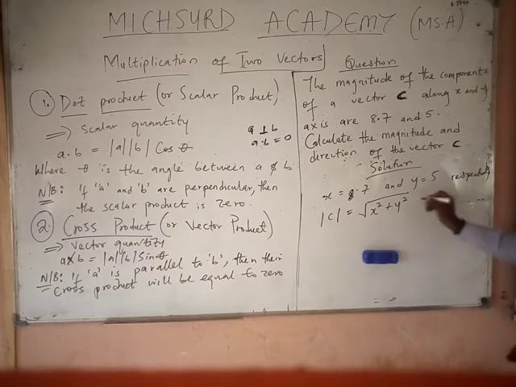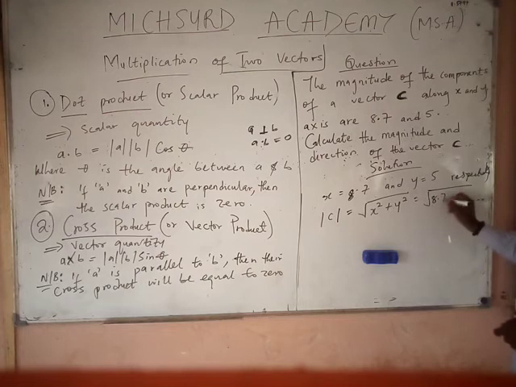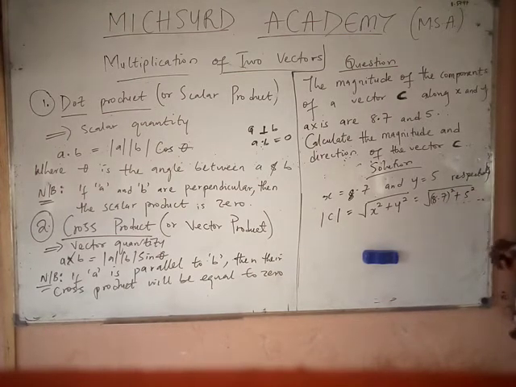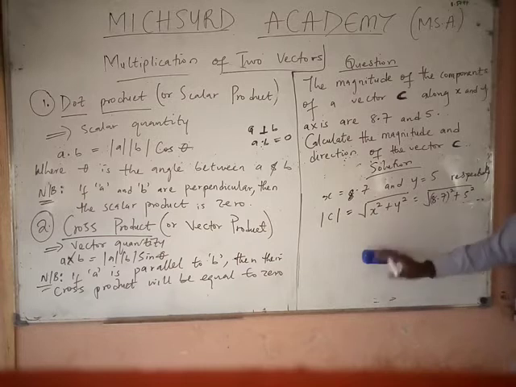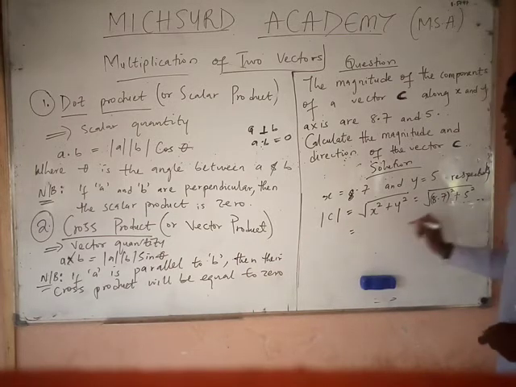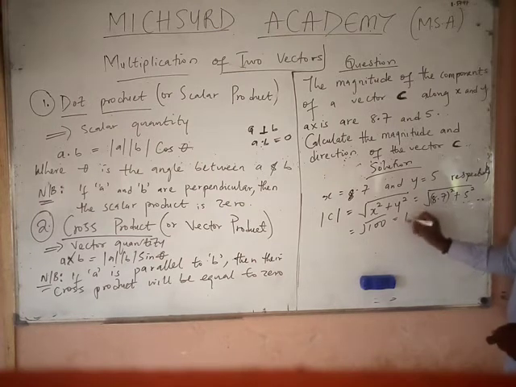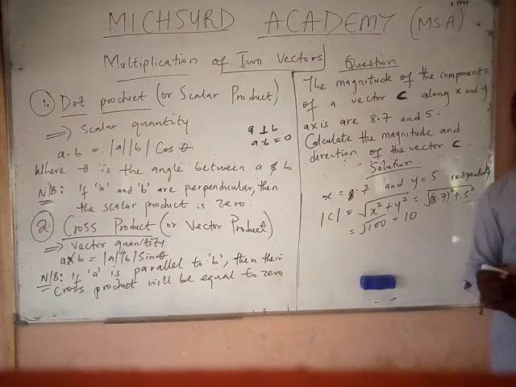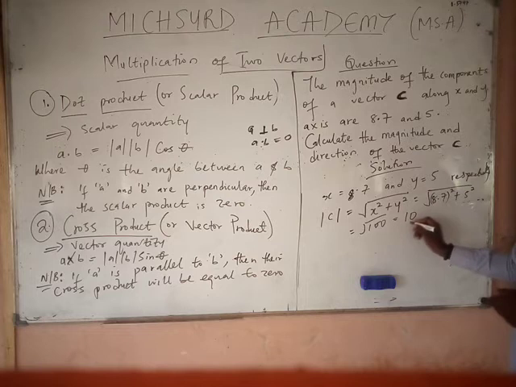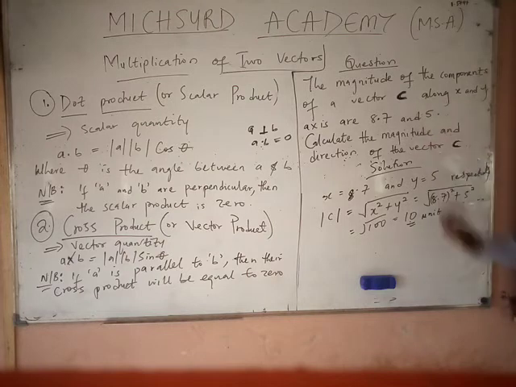So this will be equal to, by substitution, the square root of 8.7 all squared plus 5 squared. If we punch our calculator, this will give us the square root of 100, and the square root of 100 is equal to 10. So this becomes our answer, 10 units, because the unit is not given directly. So we don't write any unit now.